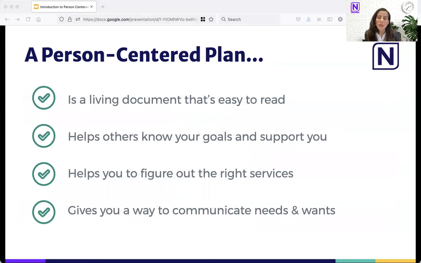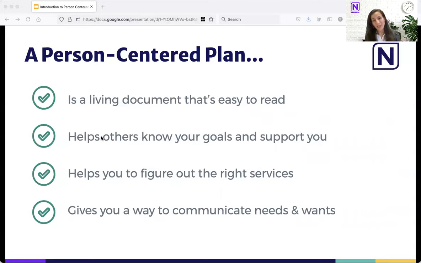And a person-centered plan. Like I mentioned earlier, the person-centered plan is a living document. This means that it can be changed as things in your life change. When we do our planning, we take lots of notes and gather lots of information, and we'll write that in plain language in your person-centered plan. A person-centered plan also helps the people in your life know your goals and priorities, and it tells them how they can support you. It will also help you figure out the services that you want and how to customize them to meet your unique needs.